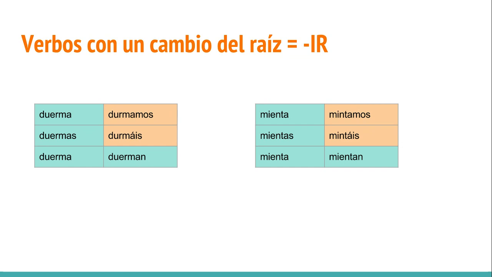This has been a brief explanation of how to conjugate verbs in the subjunctive tense. Thank you.